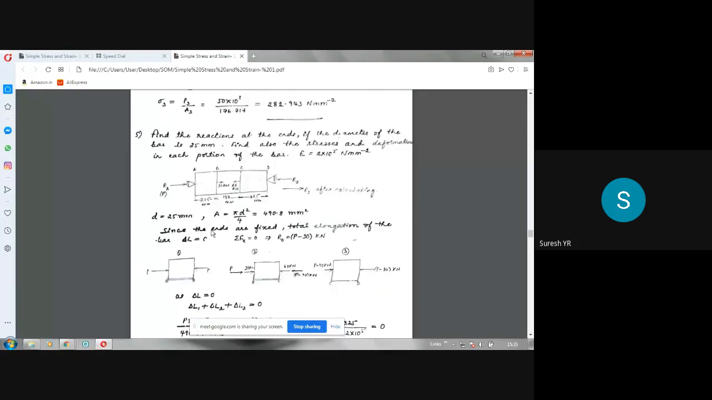Please observe here that the first and second portions are subjected to contraction. The third portion is subjected to elongation.